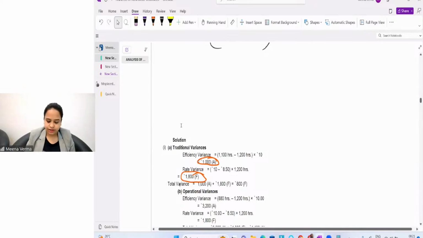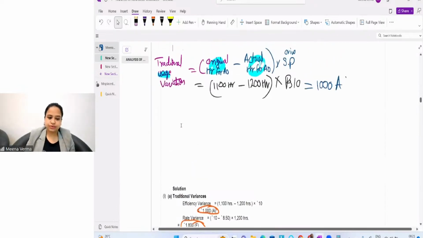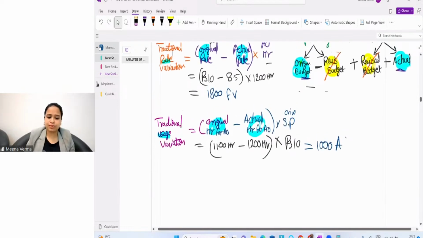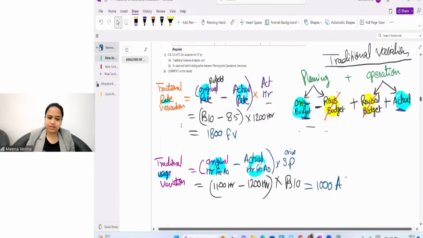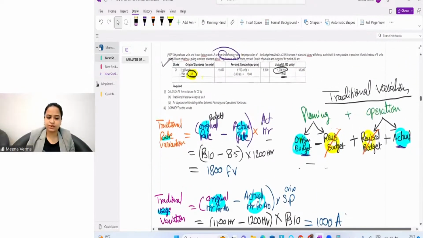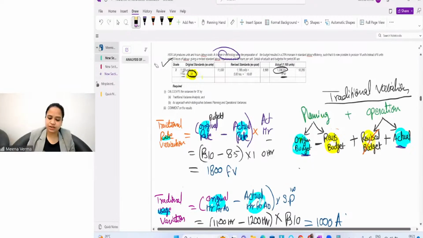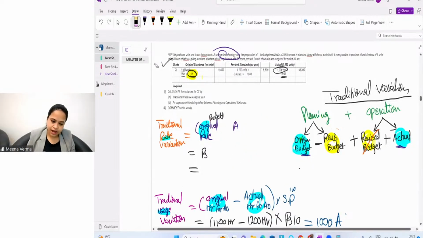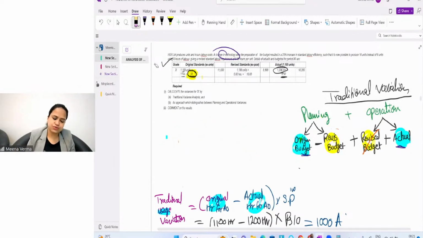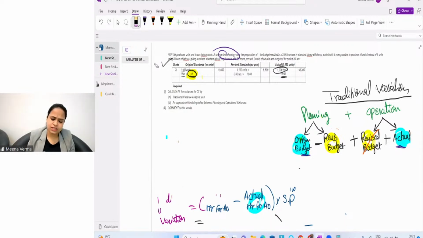Clear? Okay. And now with the same information, you can calculate the planning variation as well as the operational variation. I want all of you to try it. It is a very, very simple topic. बहुत आसान है.